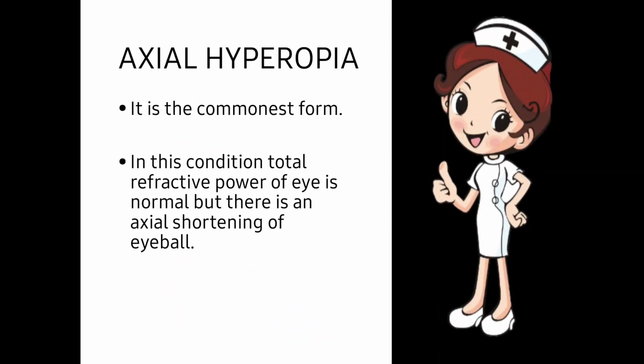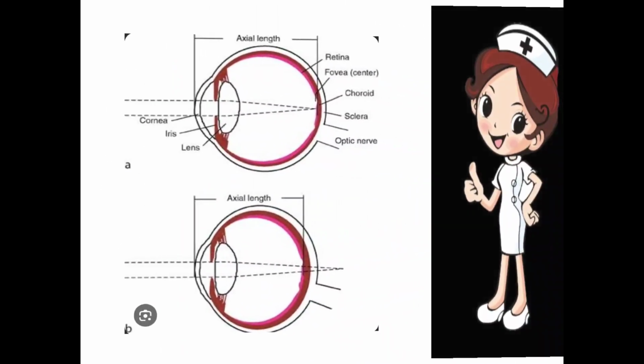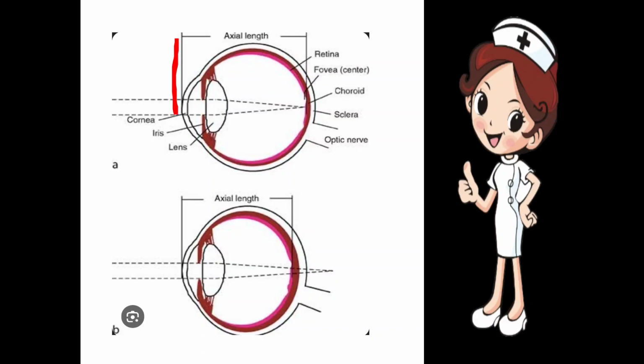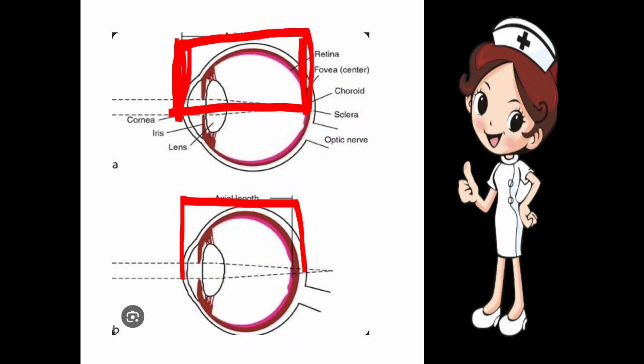Axial hyperopia, or axial hypermetropia, is one of the most common forms. It is a condition in which the total refractive power of the eye is normal, but there is an axial shortening of the eyeball. Now, what is axial length? If you can see here, from the cornea to the retina is the axial length. This is the normal axial length of the eye, and in the hyperopic case the axial length gets reduced. So in hypermetropia the axial length of the eye becomes short.